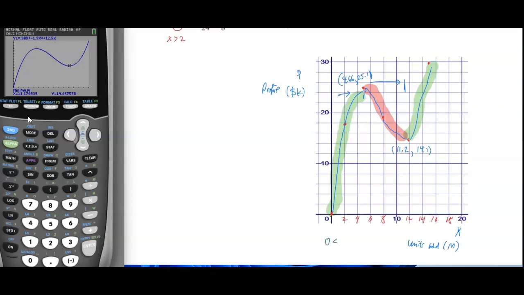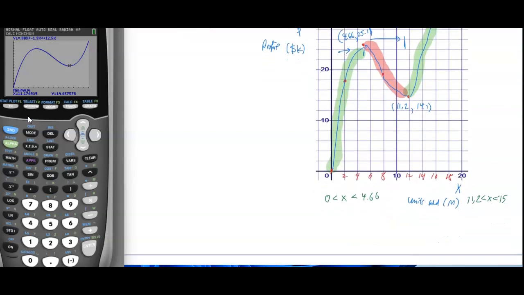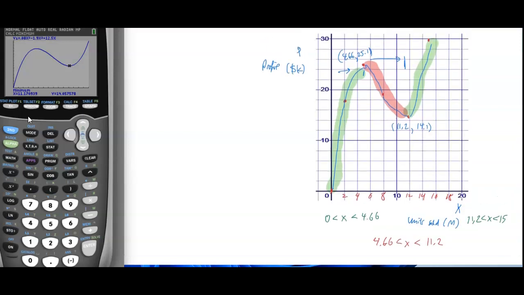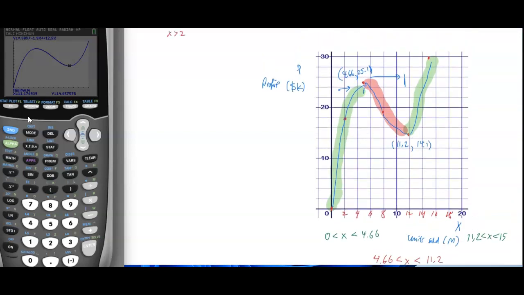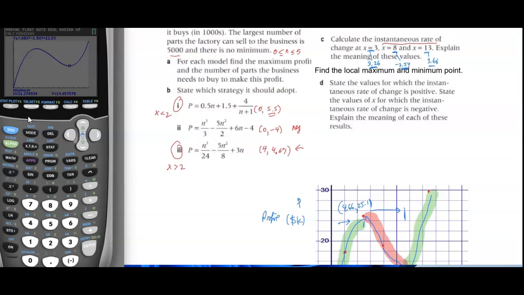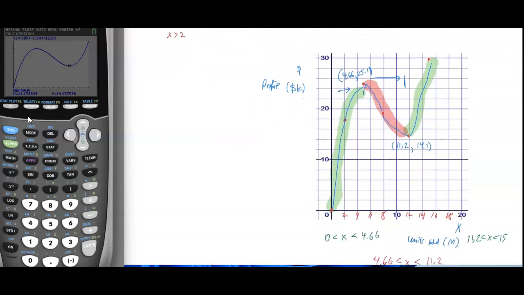So basically, the green intervals would be 0 to 4.66, right? And also 11.2 and above, all the way to 15. And then the red intervals would be from 4.66 to 11.2. Okay, so the red intervals is when the profit is going down every time you make a new part, and then the green intervals are when the profit goes up when you make a new part. Yeah, so basically we've explained that. That's part D. All right, that's it.